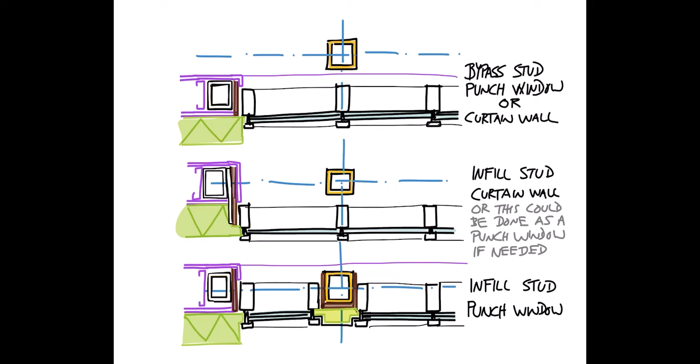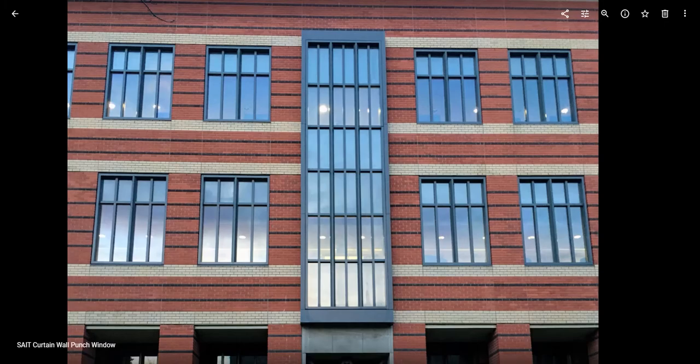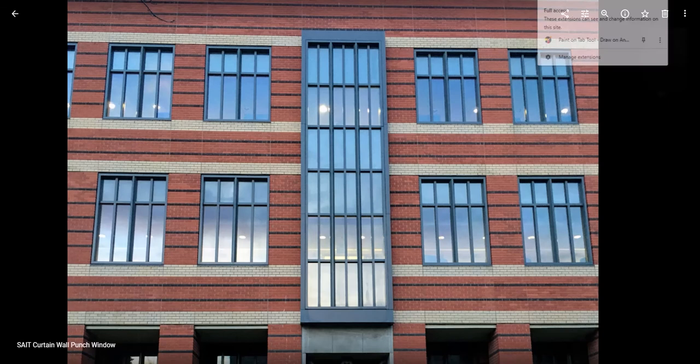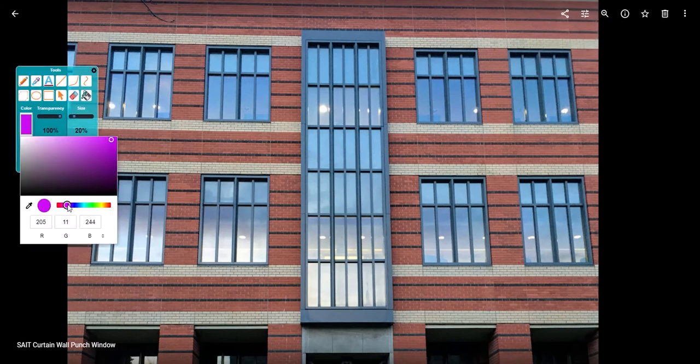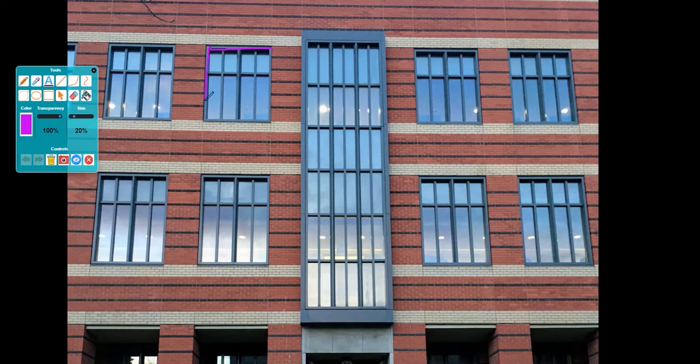Okay, in this video here, we're going to talk about the placement of windows and curtain walls in relation to a wall and in relation to the structure. So to start with, let's take a look at what is, when I say punch window, what's a punch window? And when I say curtain wall, what's a curtain wall? So here's an example of a building right here where these windows here would be punch windows.